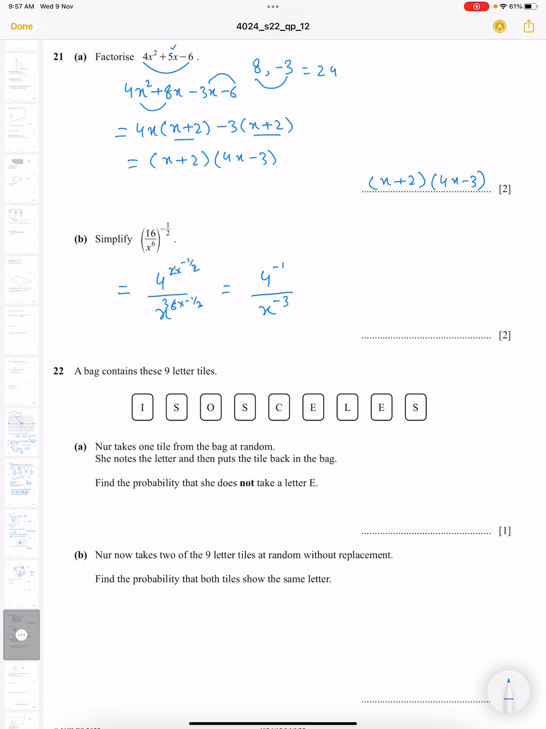Okay, and it's a good practice to give your answer as positive index, because sometimes they mention in the question that give your answer in positive index. So it's a good practice that you convert these to positive index. So we will reciprocate both, and the signs of their powers will change. So that will become x power 3 over 4 power 1, or x cube over 4. That's the answer.